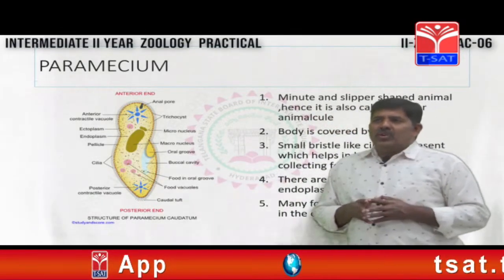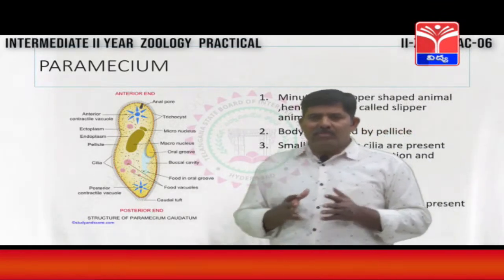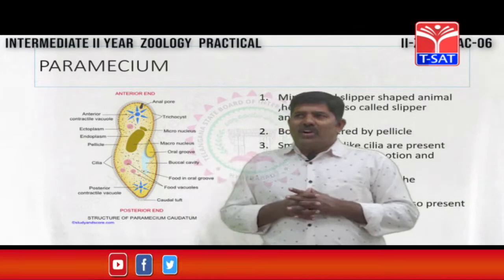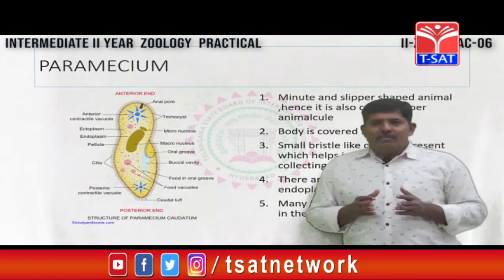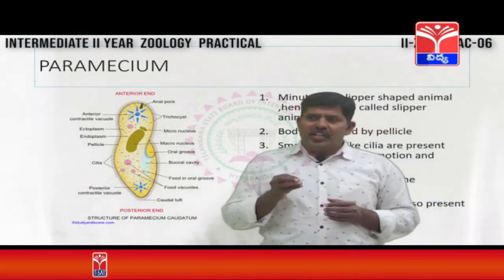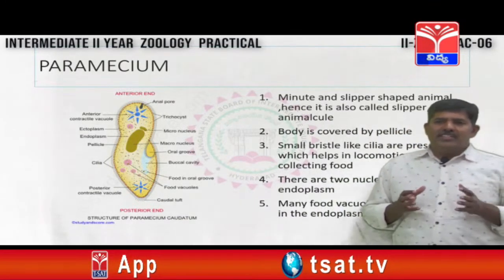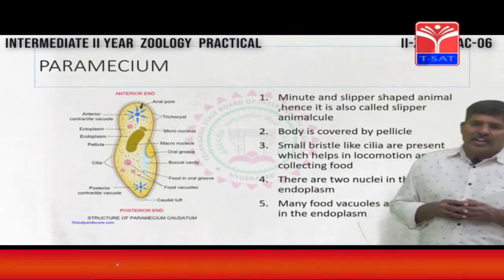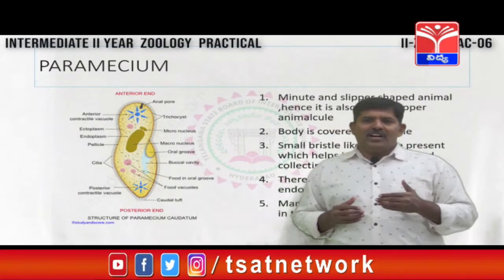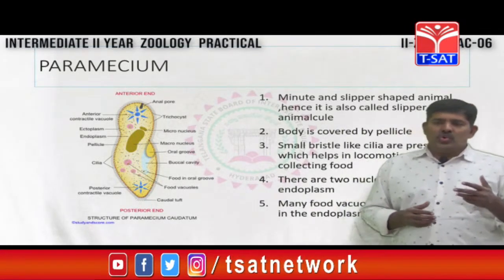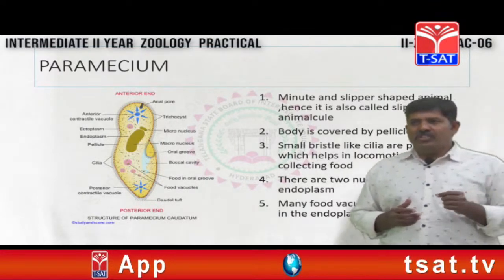There are two important nuclei in the cytoplasm of the body: one is called the macronucleus and the other the micronucleus. Many food vacuoles are located in this area. There are two contractile vacuoles, one located at the posterior end and one at the anterior end. Many food vacuoles are located in the cytoplasm of the Paramecium.